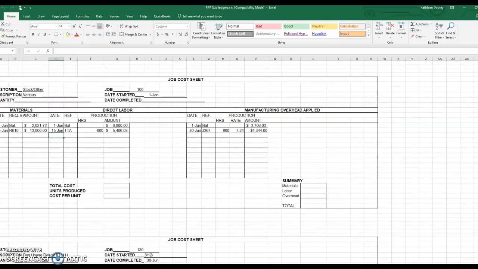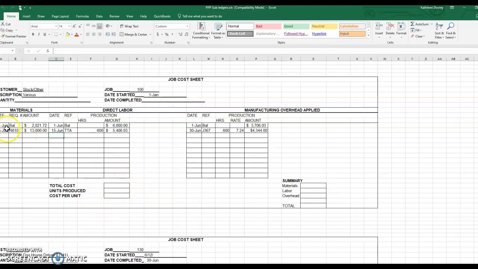Now, job 100 is the job that we used the $13,000 of lumber. Now, these job cost sheets, just like we've looked at in the past, have a direct material section, a direct labor section, and our applied overhead section. Here's our summary, and this also is part of the summary over here. Notice that the summary is blank because we haven't finished this job yet.